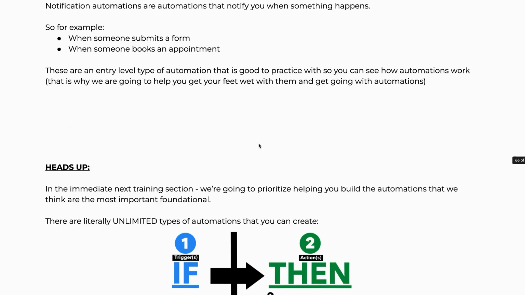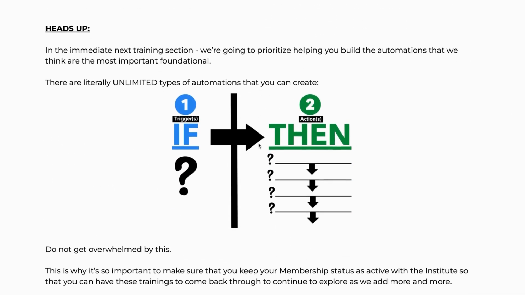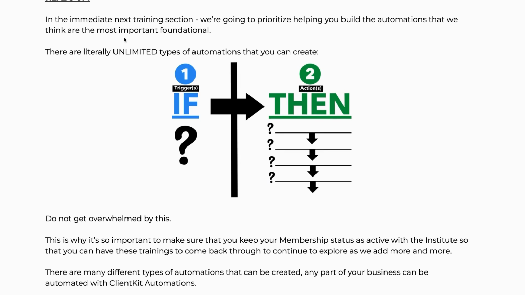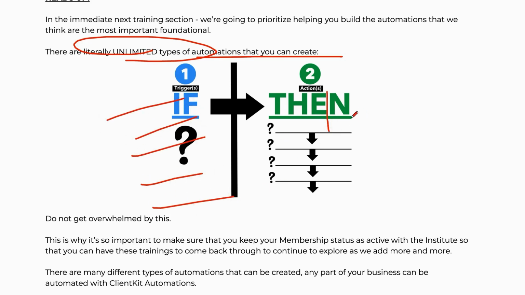Now, heads up, in the next immediate action steps, what we're going to go ahead and show you in the next training sections is we're going to help you prioritize what are the automations that you're going to actually use inside of your business. Because like I said, there are literally unlimited types of automation that you can create. So many if this, if that, if this, do this, do this, do this, right?